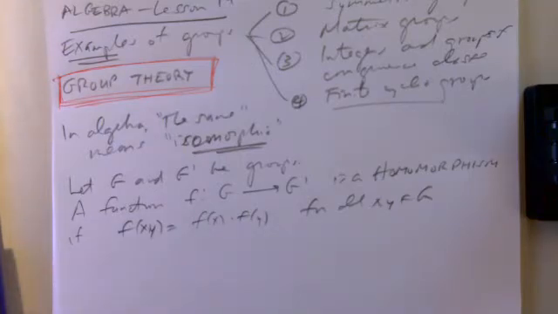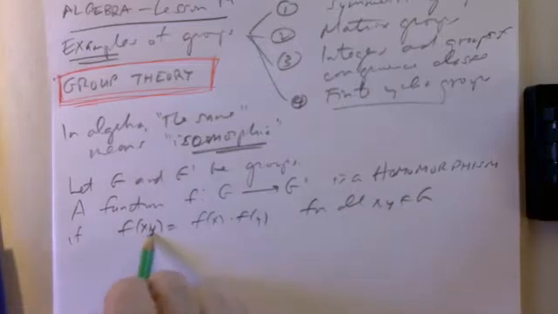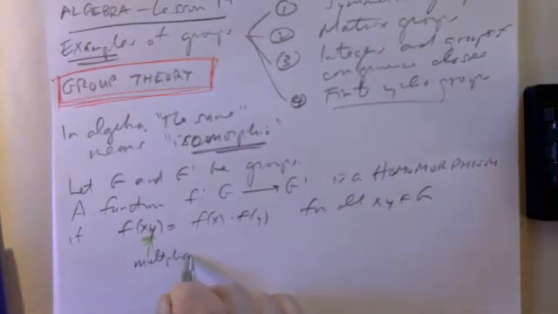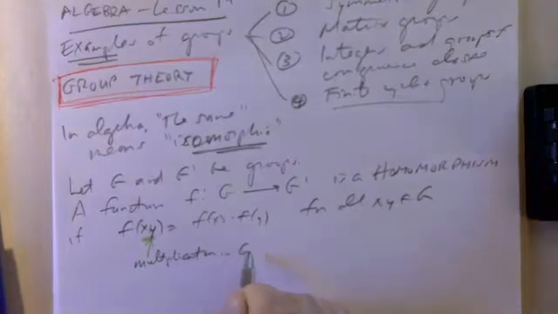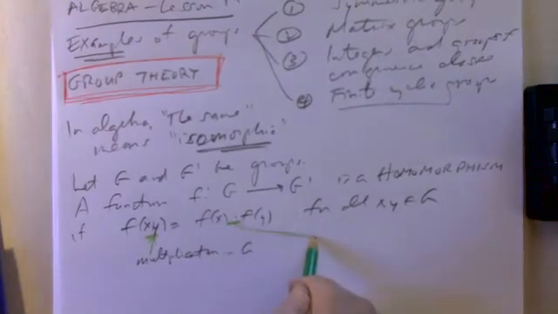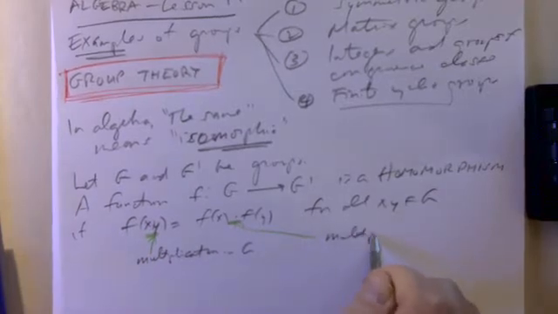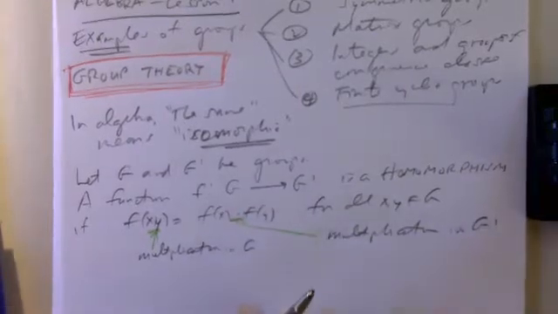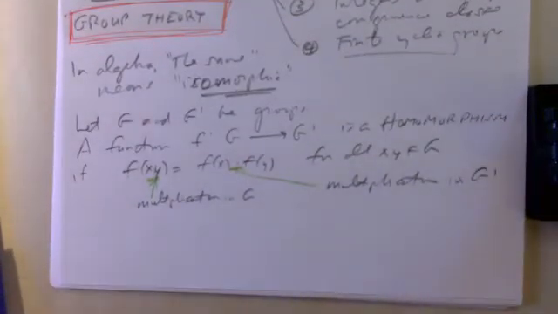And again, notice x and y are in G. So this is multiplication in G. But f of x and f of y are in G prime. So this multiplication is multiplication in G prime.